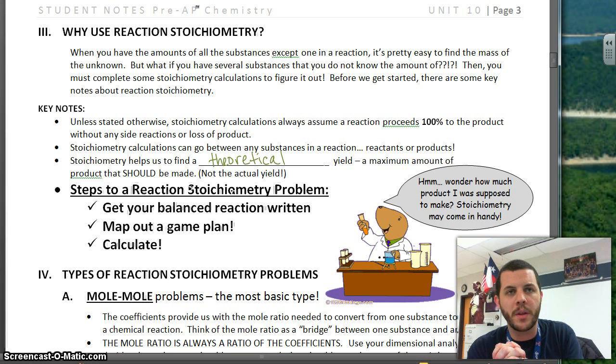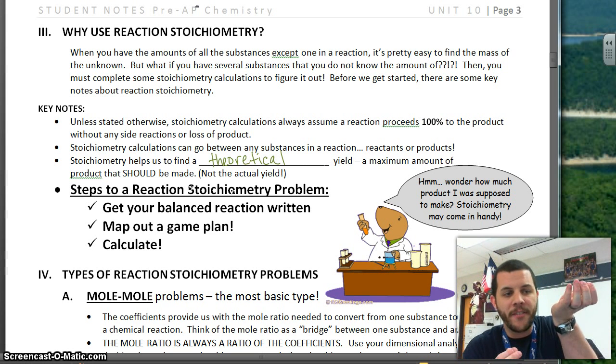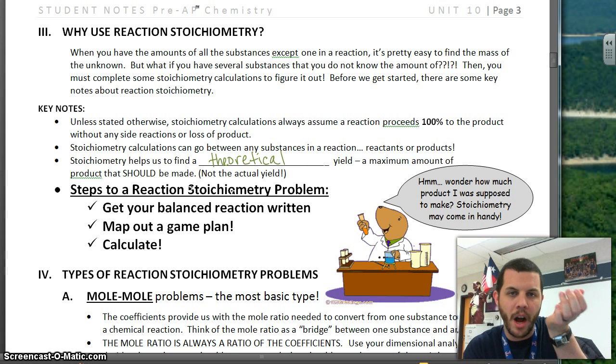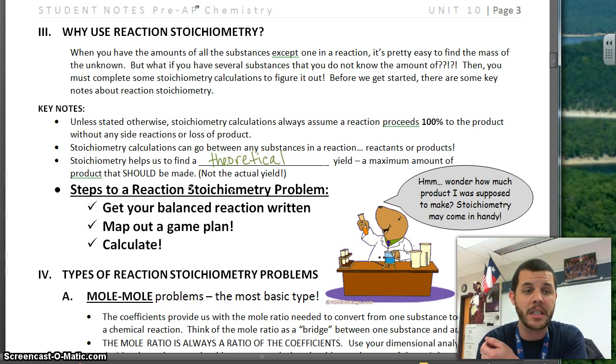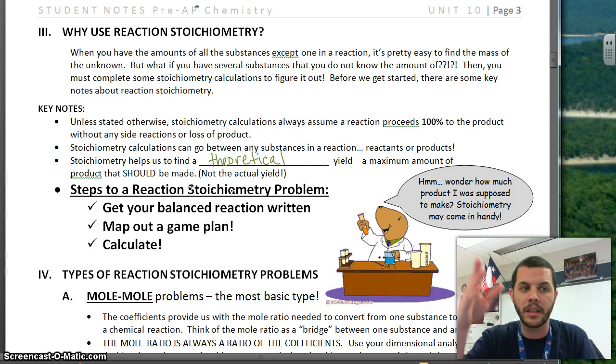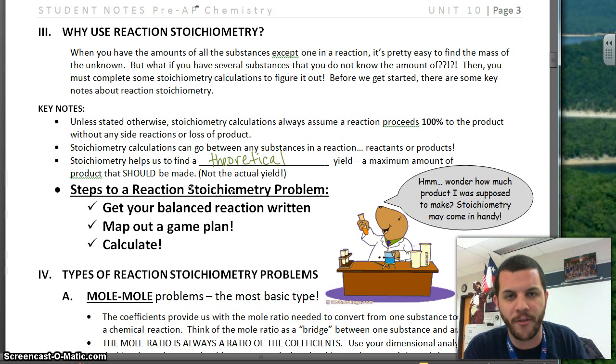So the idea behind reaction stoichiometry is saying, okay, if I start off with 4 grams of copper carbonate, how many grams of copper oxide am I going to form, and how many grams of carbon dioxide did I form, or how many liters of carbon dioxide did I form? Okay, there's very specific amounts.